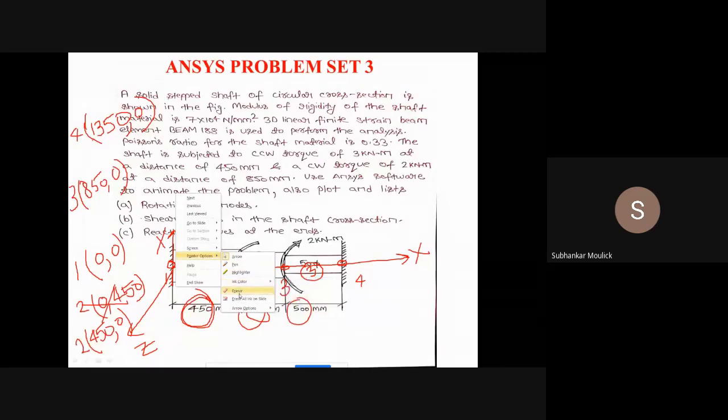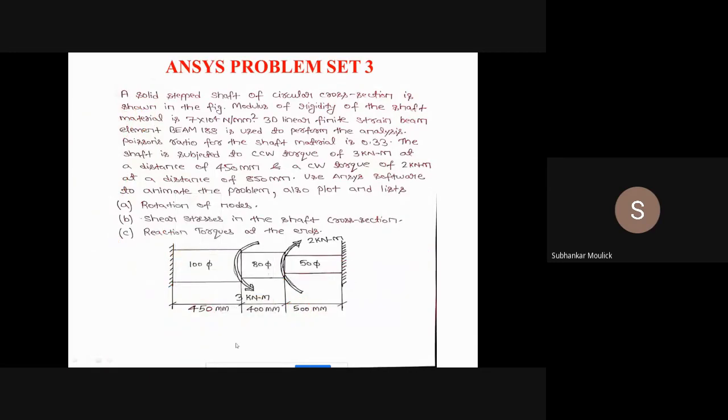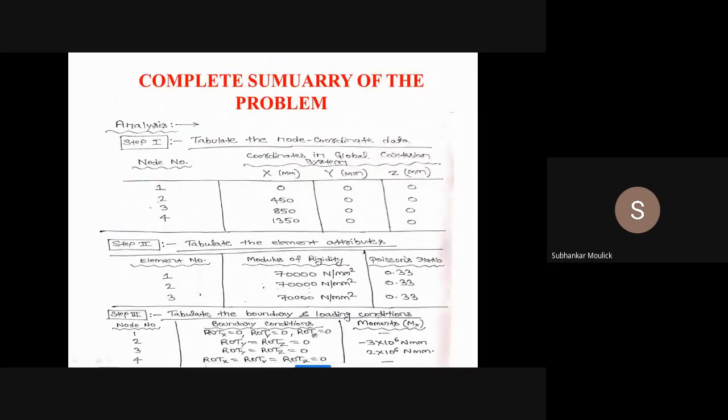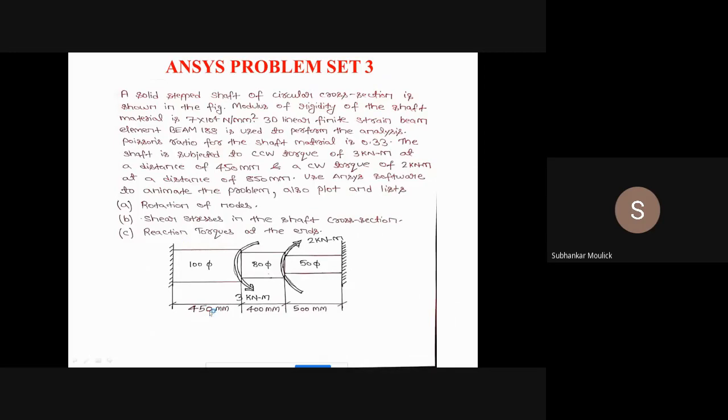The last step is to tabulate the boundary and loading conditions, because after modeling the geometry you need to apply the boundary and loading conditions, then only ANSYS can solve this problem. Fine. So can you tell me from the diagram what are the boundary conditions and loading conditions present in this problem?